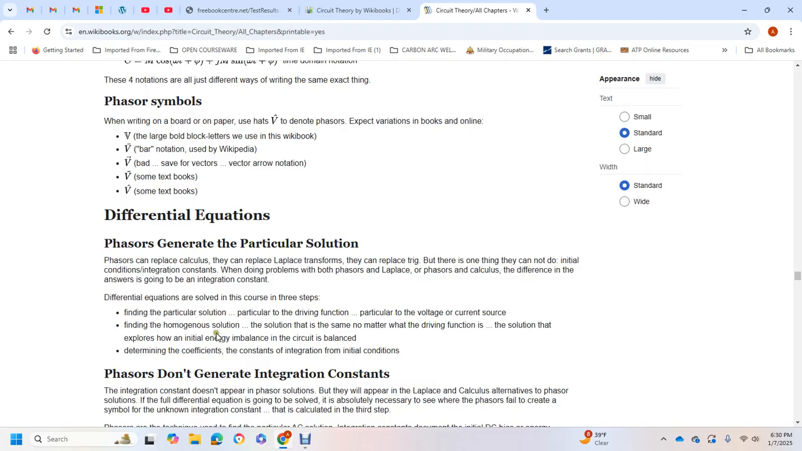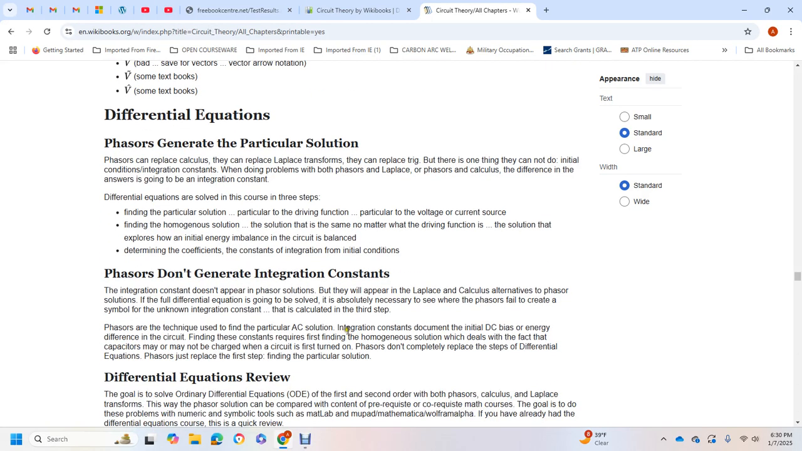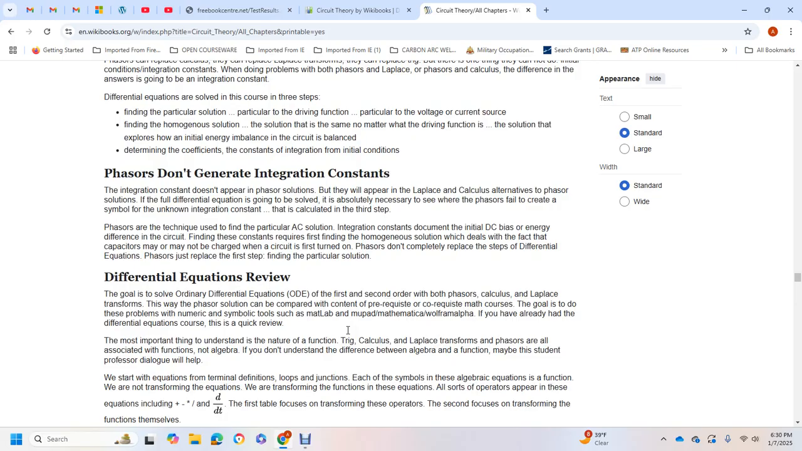Finding the homogeneous solution is the same no matter what the driving function is. It explores how the initial energy imbalance of the circuit is balanced, and the coefficients are determined with the initial conditions. Phasors do not generate the integration constant, which does not appear in the phasor solutions but will appear with Laplace and calculus alternatives to phasor solutions.